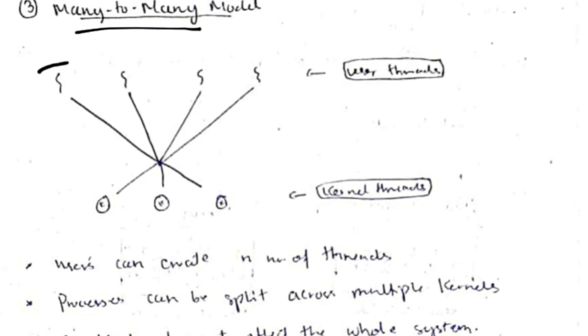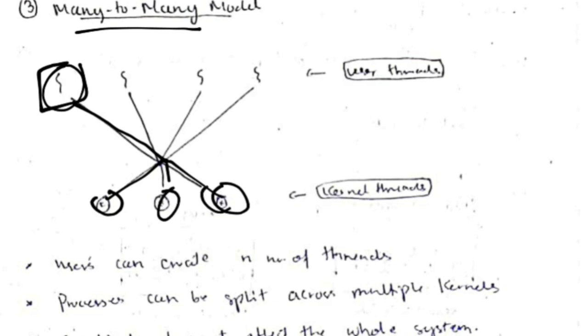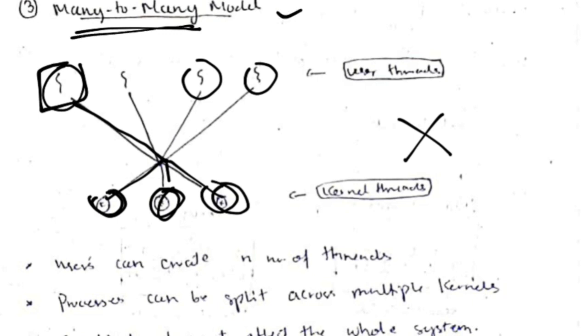In this model, it's not compulsory that this thread should be assigned to this kernel. The same thread can have its tasks split among 3 kernels. Okay, so that's a great advantage of that. And the second advantage is that if one of the threads fails or one of the kernels fails, it does not affect the whole process. The other threads and the kernels will still be working. So many to many model is the best among all these 3.